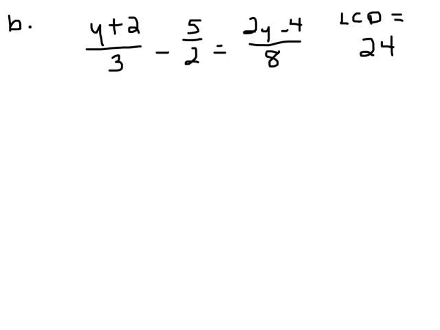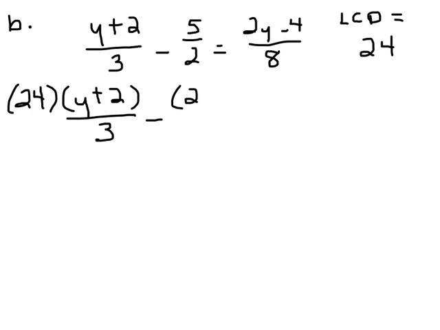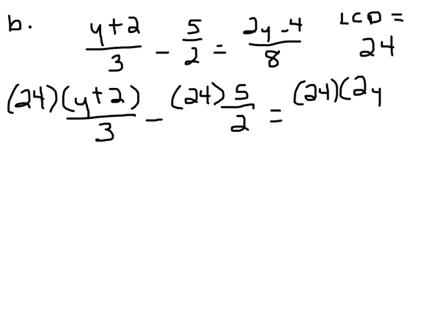Okay, one more. Again, in this one, 3, 8, and 2, I went up by 8, 16, 24, till I found one that all three would go into, and that was 24. So let's put a 24 in parentheses, and let's put this y plus 2 in parentheses as well. Divided by 3 minus, I'm going to put 24 in parentheses here, times the 5 over 2, equals, and one more time, 24 in parentheses, and I'm going to put 2y minus 4 also in parentheses over 8.